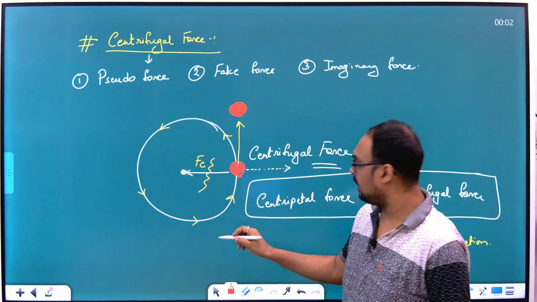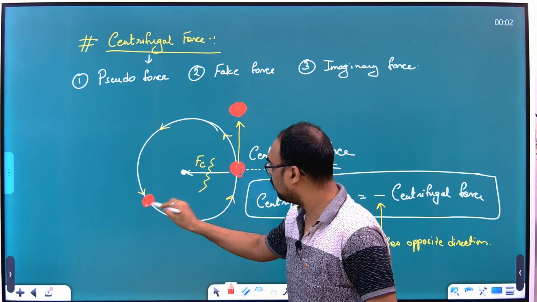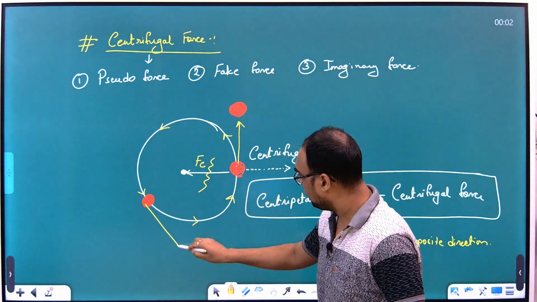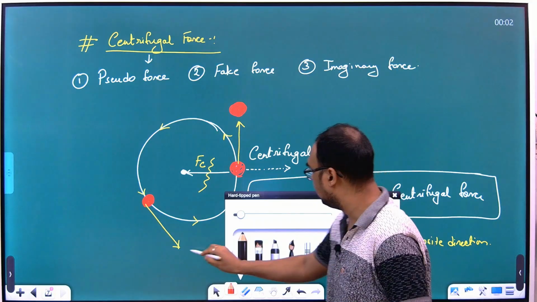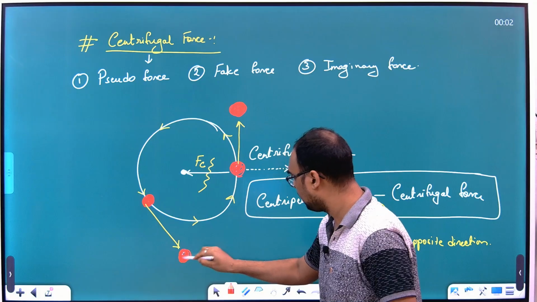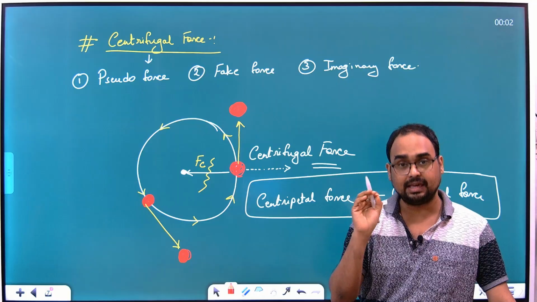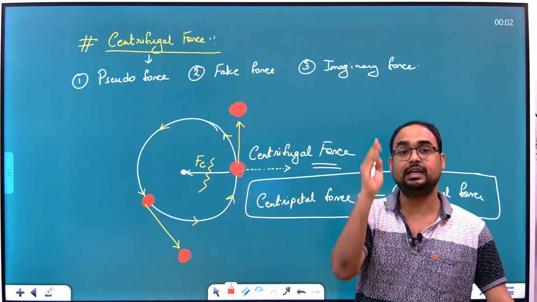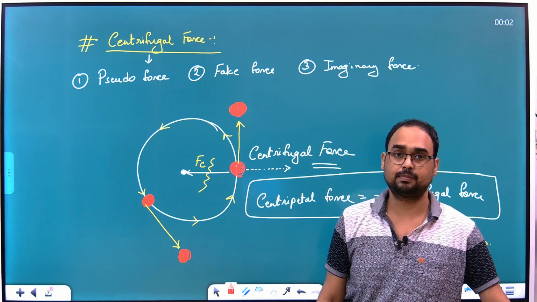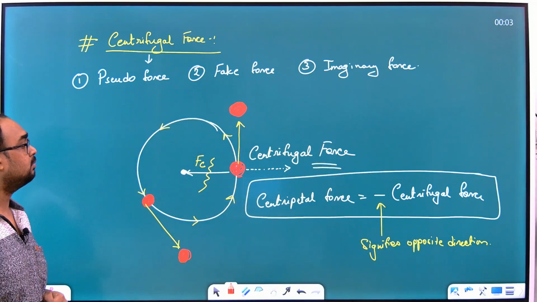If the particle was here, then it would have ejected in this tangential manner. Whatever the point of break is, from that point the particle will exit the circular motion along its tangential path. Okay, so just see the full diagram on the full board once.